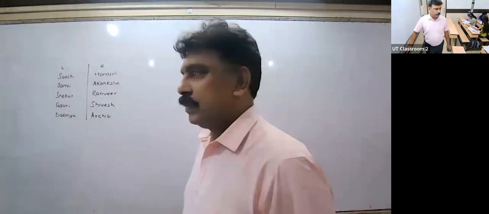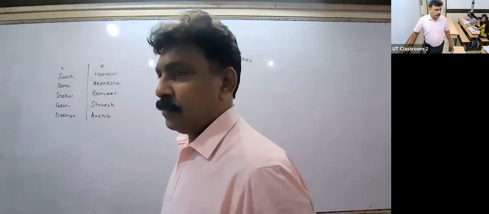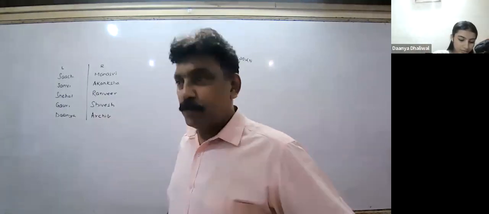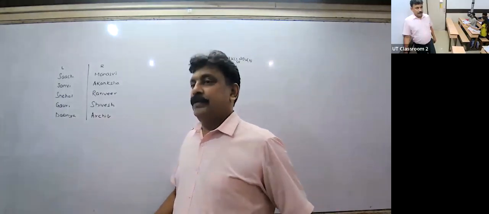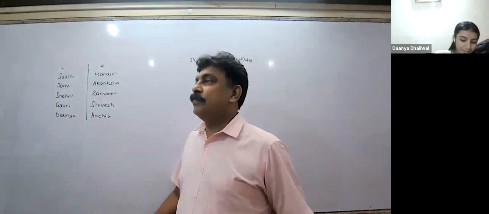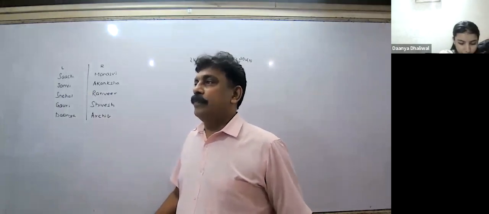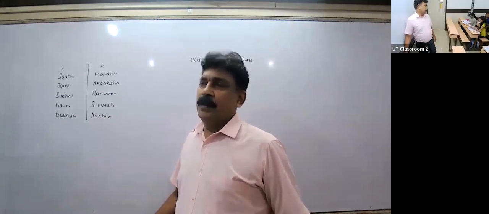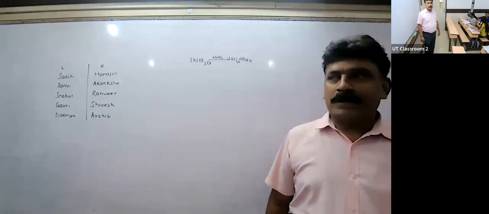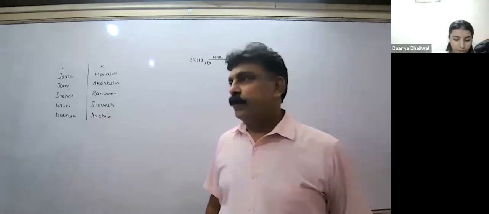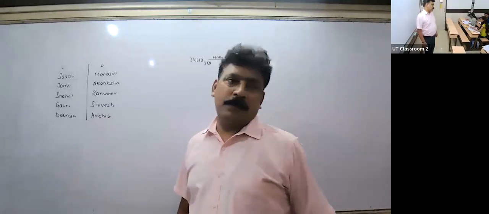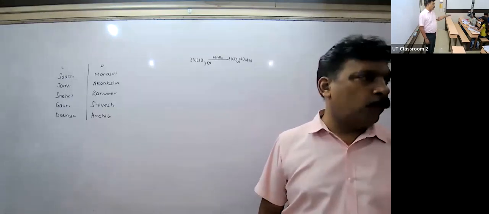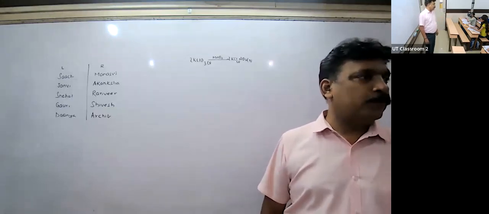Fe plus CuSO4 gives FeSO4 plus Cu. That is the color change: blue color to green. Therefore we find that there is a color change. Next one, formation of precipitates.